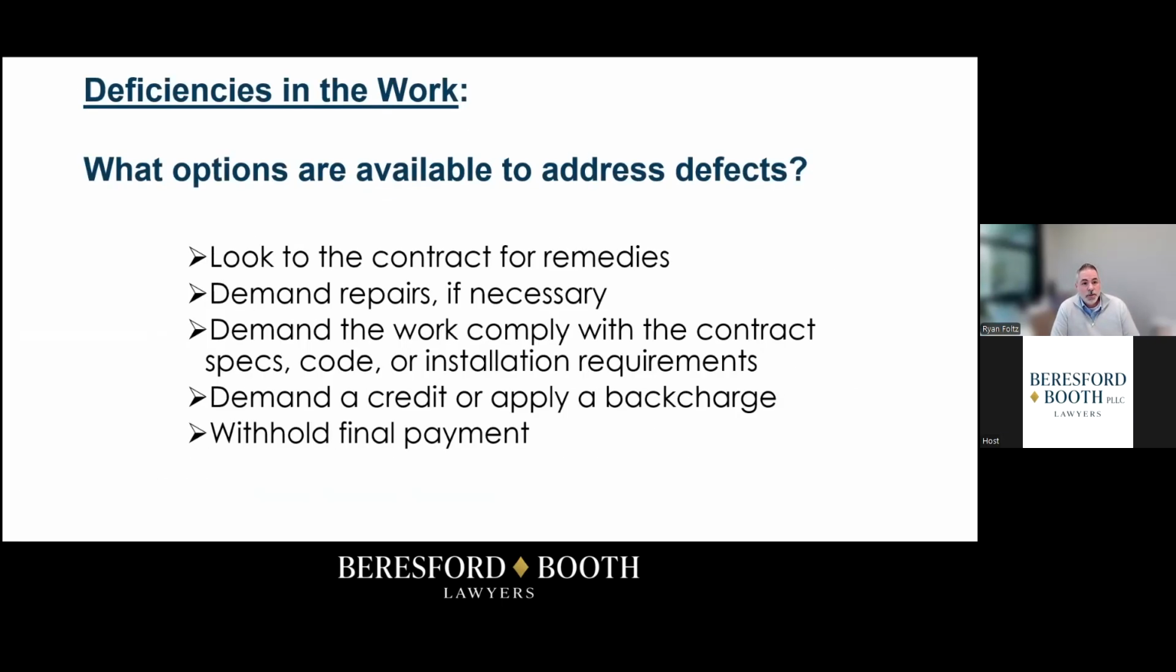So what now? You've identified defects. There's definitely issues with the work. What are the options and how can you address those defects? The first place you should go to is the contract. Go back to the terms and conditions of the contract to identify whether there are any remedies in the contract for dispute resolution. Depending on the size and the scope and the amount of the contract at issue, there may be various particular procedures to address defective work or work that was not done in an appropriate manner.